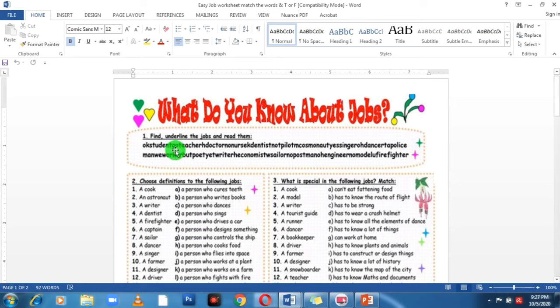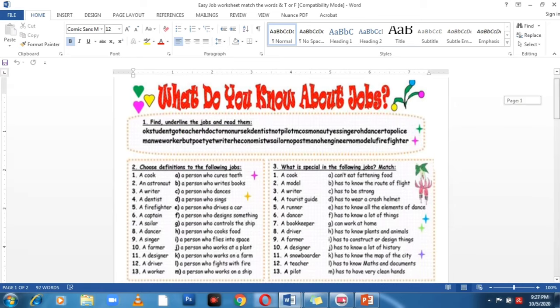Okay, so please find the jobs here and then circle them. Okay, so I give you an example. The job is student. Okay, and what are the other jobs that you see here? Please circle them.